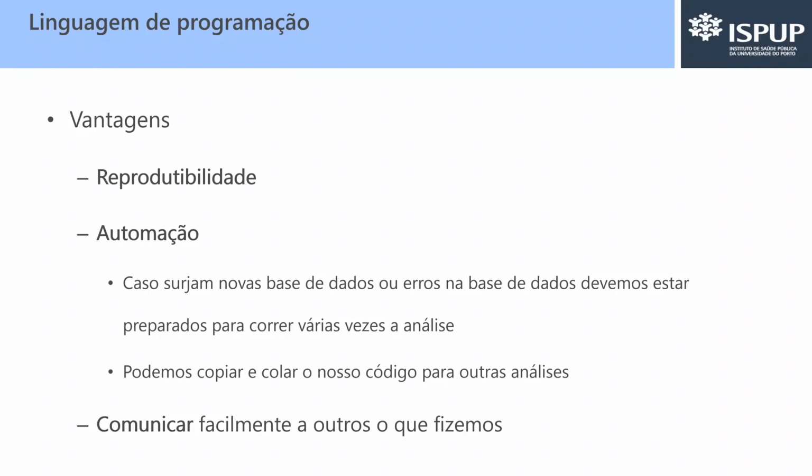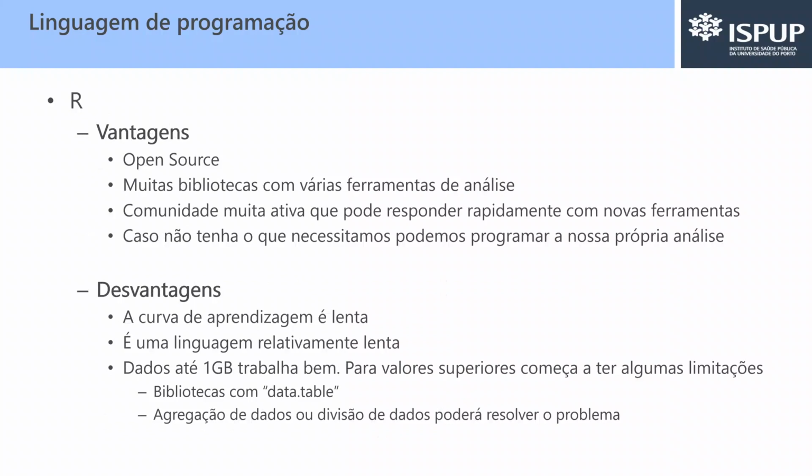This is the main advantage of using the software that all of us use in data science. I use R, so many of you maybe use R, others use Stata or Python and so on. The advantage that I always mention is that it is open source. There are a lot of packages with a lot of tools that allow us to have a very careful analysis.